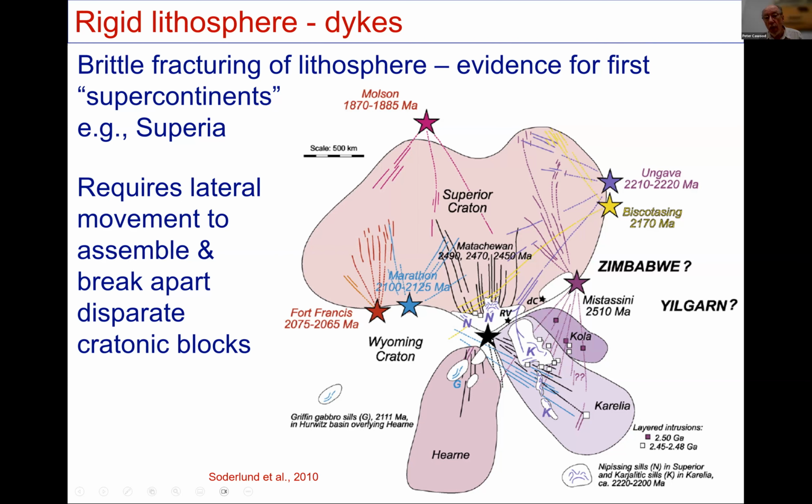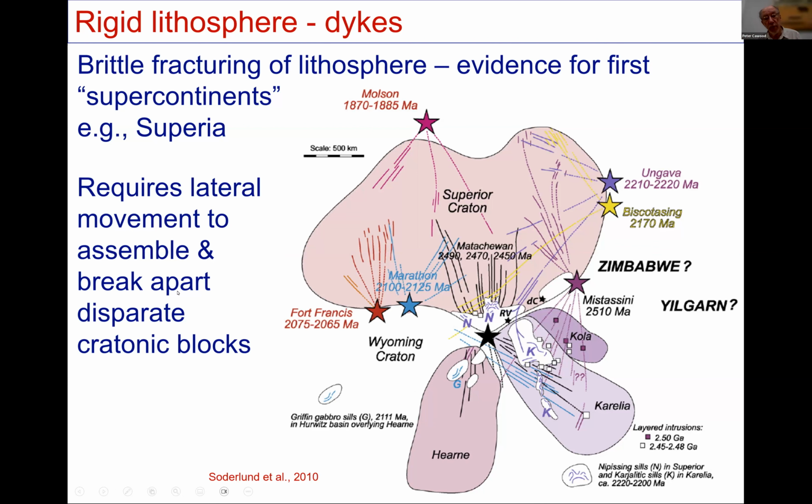So there's a lot of supposition here, but the interesting thing is that if you have two cratons with a different history, and suddenly you see dikes that you think you can correlate of the same age between those blocks, then that's very important because it shows that the two cratons, let's just assume the Superior and the Hearne, were spatially separated. At some stage, they came together, the dikes injected across those cratons, and then they must have moved apart. So that kind of evidence suggests that there is lateral movement required to assemble and break apart disparate cratonic blocks.